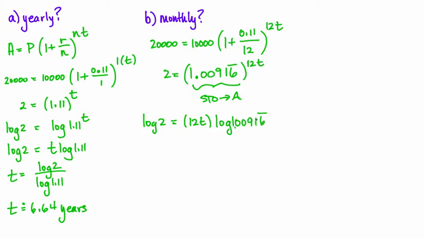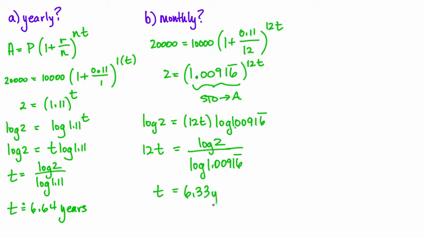Log 2 is equal to 12t times log of 1.00916 repeating, or log of A, and then 12t is equal to log 2 divided by my log A value, and then I have to divide that answer by 12 to get my final answer for t. And it's good practice to do this on your calculator, so maybe pause the video, grab your calculator, and actually go ahead and do this. And you should find out that it's now 6.33 years. I've saved myself 0.31 years, which is a few months.